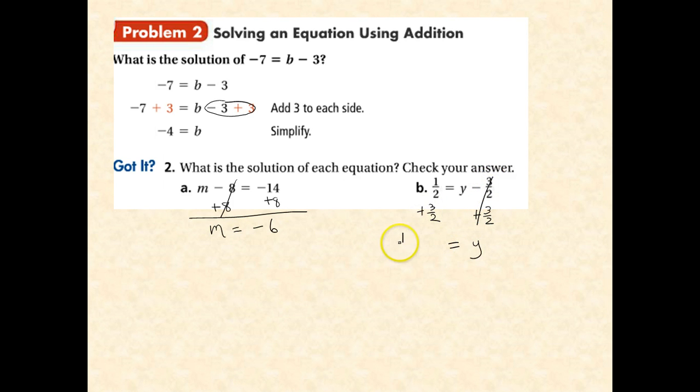And then how do I do this business? 1/2 plus 3/2. Well, I'm kind of lucky because I have the same denominator already. So I just need to add the numerators. 1 plus 3 is 4. And 4 divided by 2 is 2. Cool.